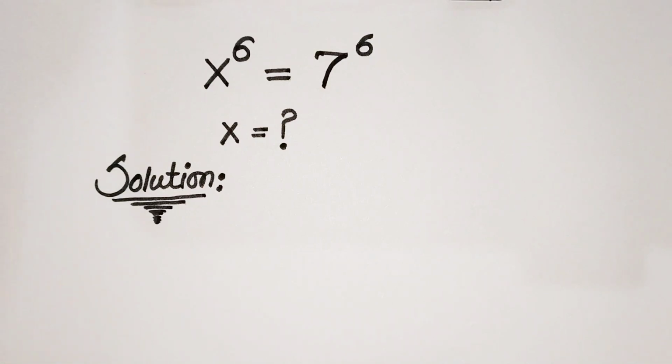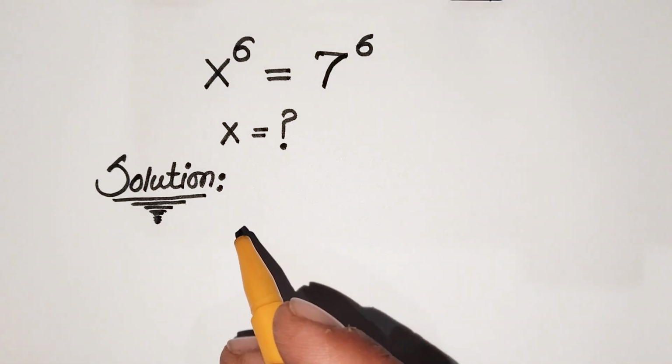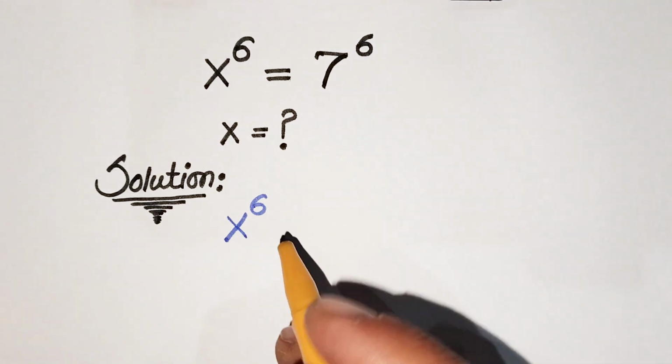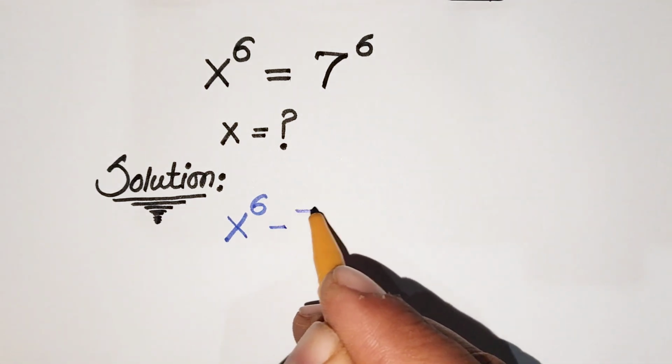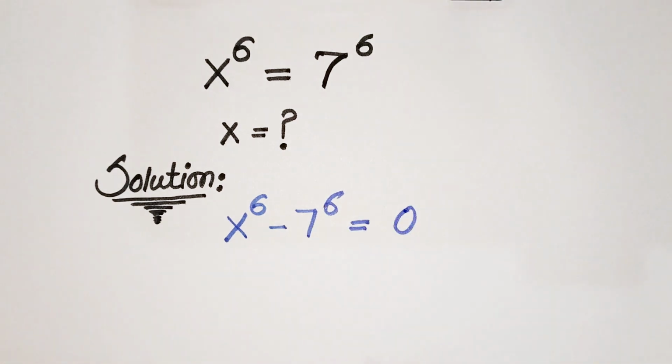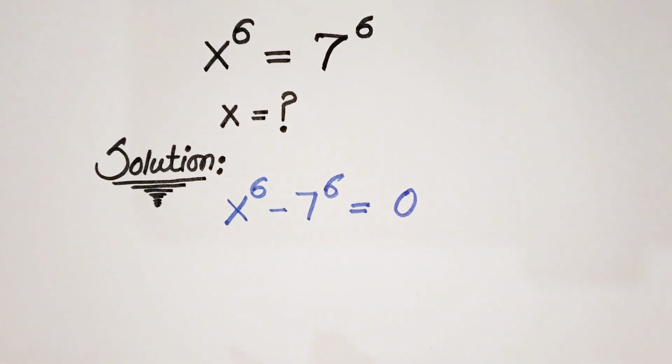So our question is x raised to the power 6 is equal to 7 raised to the power 6. So we need to find the value of x. Now our first step is shifting the 7 raised to the power 6 to the left-hand side, then we get x raised to the power 6 minus 7 raised to the power 6 is equal to 0.